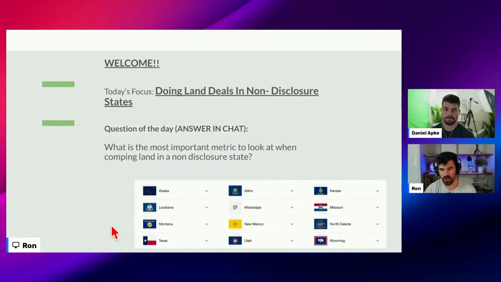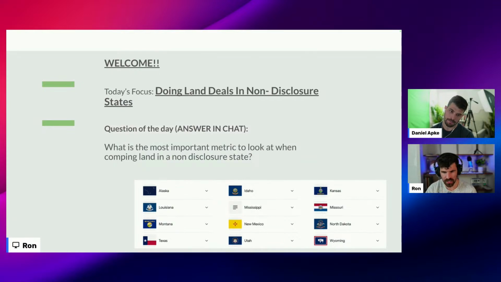So you can see the 12 non-disclosure states here. I'm not going to read them out, but these are the 12 non-disclosure states. I was trying to see if I knew all of them. I knew the main ones. Missouri is obviously one. Texas is huge. I always forget New Mexico.